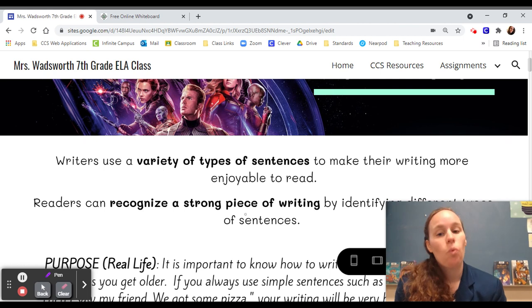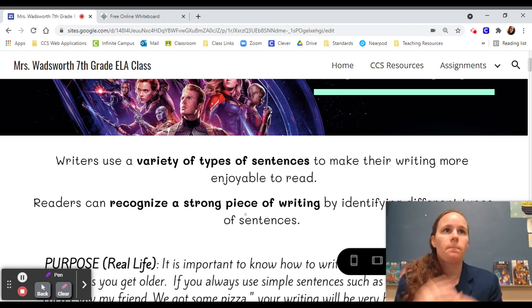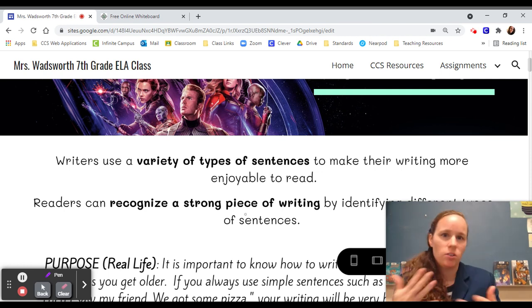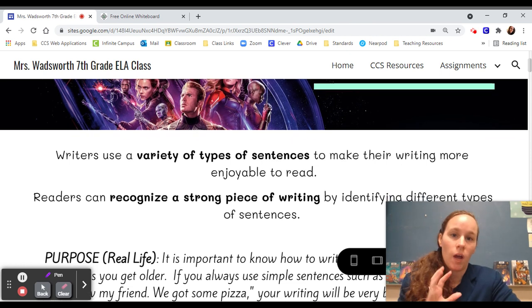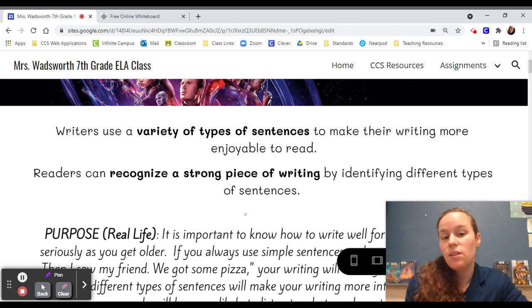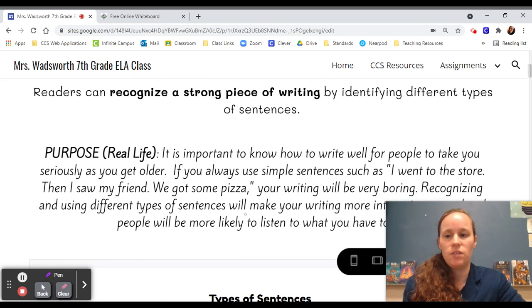Writers use a variety of types of sentences to make their writing more enjoyable to read. For example, if you just read something that said, the dog walked across the street, the dog sniffed the plant, the dog went home, that would be really boring to read. So you want to vary your types of sentences to make it more exciting. And readers, not only when you're writing, but when you're reading, can recognize a strong piece of writing by identifying different types of sentences.